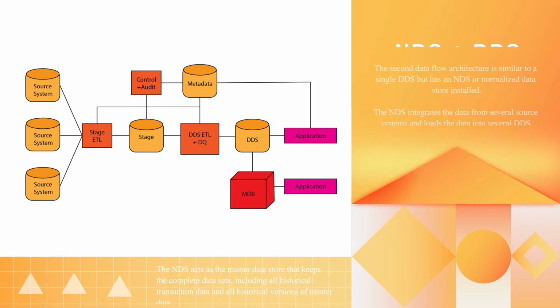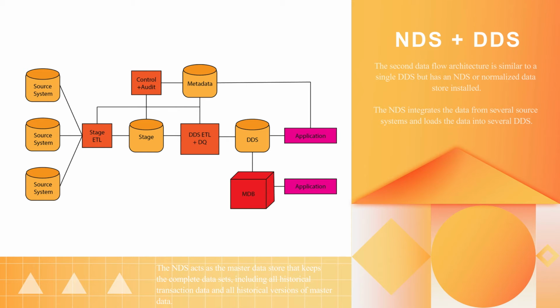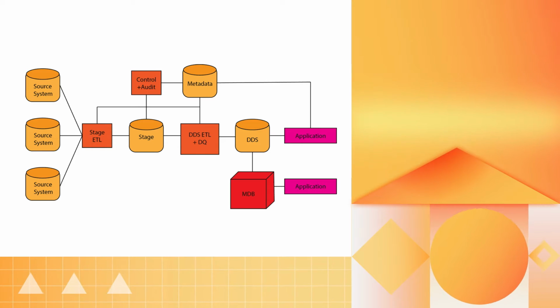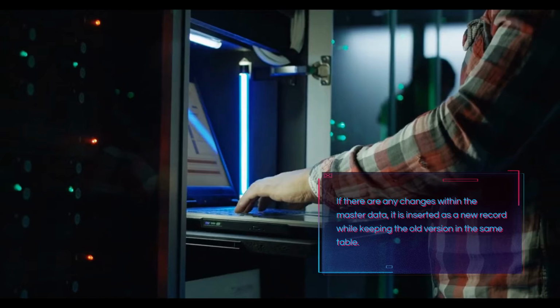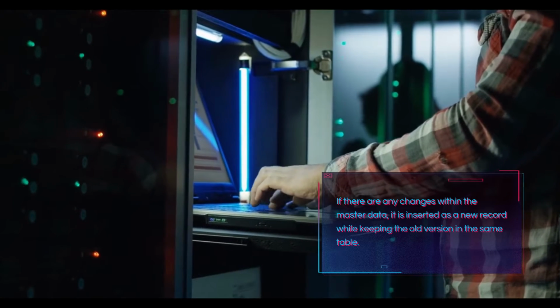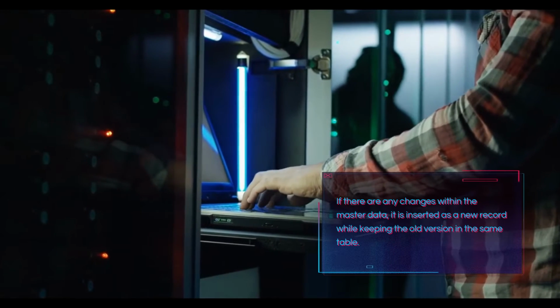NDS plus DDS. The second data flow architecture is similar to a single DDS but has an NDS or normalized data store installed. The NDS integrates the data from several source systems and loads the data into several DDS. The NDS acts as the master data store that keeps the complete datasets, including all historical transaction data and all historical versions of master data. If there are any changes within the master data, it is inserted as a new record while keeping the old version in the same table.